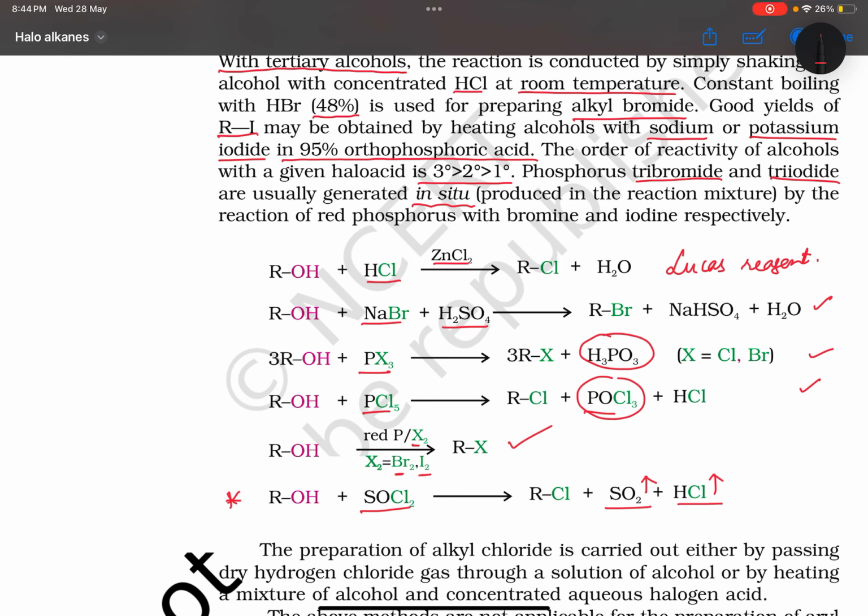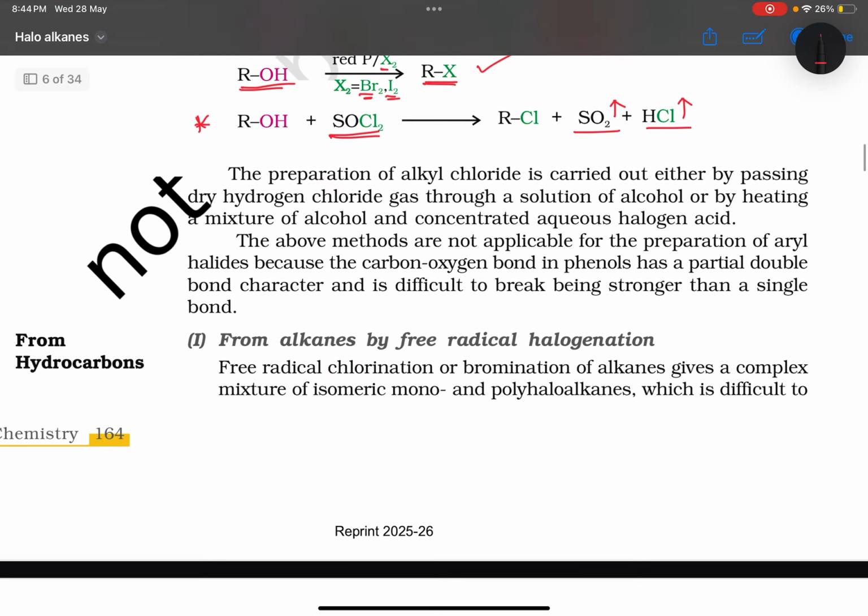Fine, very important reactions. So 6 reactions are there. One is given with HCl, ZnCl2 Lucas reagent. Second is given NaBr, H2SO4. Then PX3. PX3 means you can see PCl3 and PBr3. PCl5, you will be getting POCl3. This is H3PO3. This is an important side product. And when alcohol is treated with red phosphorus and X2, that is bromine and iodine, you will be getting RX. And SOCl2 is preferred because the two are gases.